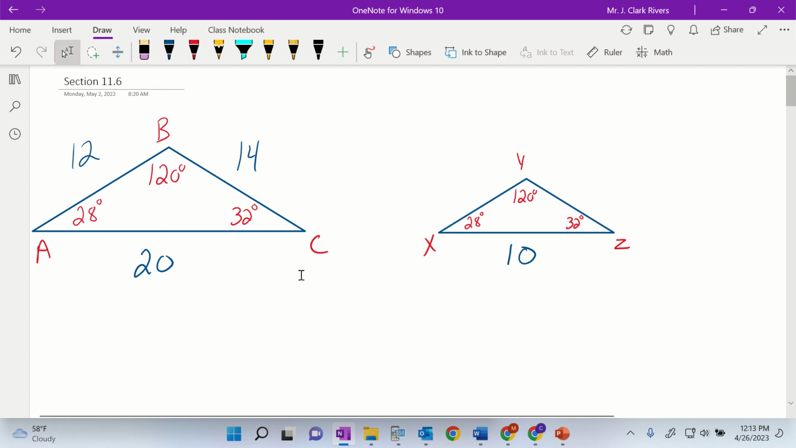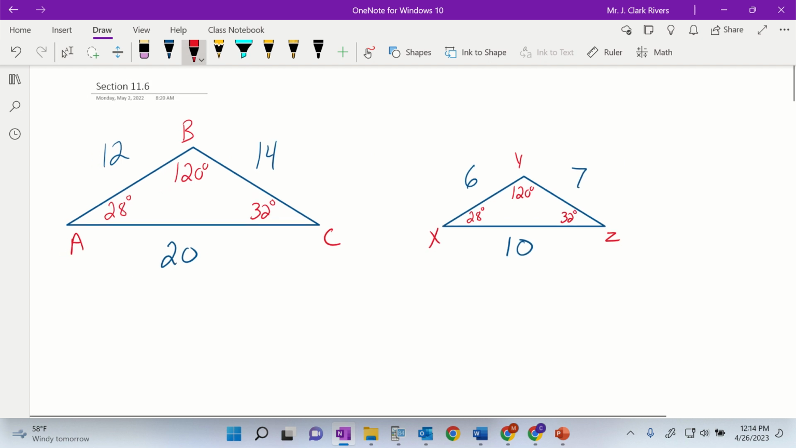So AC corresponds to XZ. XY is going to correspond to AB. The reason I know that is, notice the angles, 28 degrees, 120 degrees, over here X and Y, 28 degrees, 120 degrees. What do you think XY would be? 6, right? Well, how did you know that? It's half, right? So if AC is double XZ, then AB needs to be double XY because they're corresponding to each other. How about BC? BC is 14, YZ is going to be half of that. It's going to be 7, right?